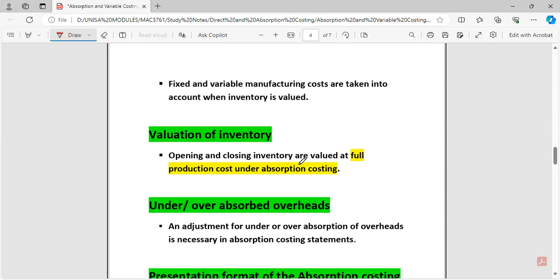Then they say opening and closing inventory are valued at full production.